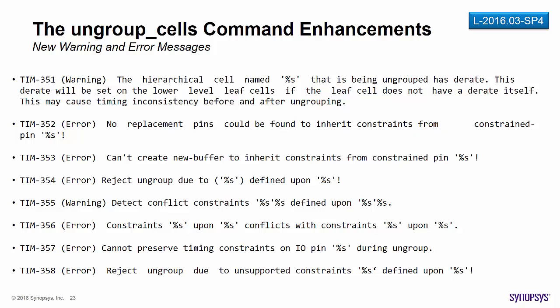These are new warning and error messages for ungrouped cell enhancement. This slide shows 8 new messages from TIM 305.1 and T358. I will skip reading all these messages.